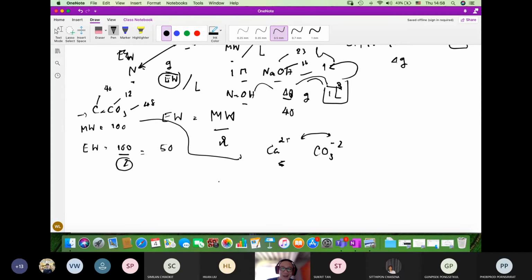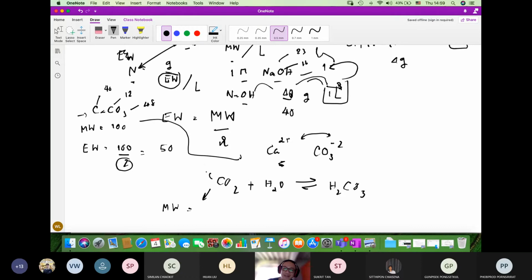But if I'm talking about carbon dioxide getting dissolved in water, it becomes H2CO3, right? This is carbonic acid. Everybody knows that very well, carbonic acid. So carbon dioxide: what is the molecular weight of carbon dioxide?